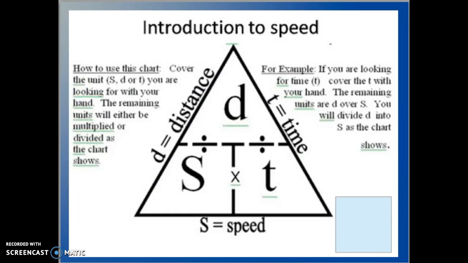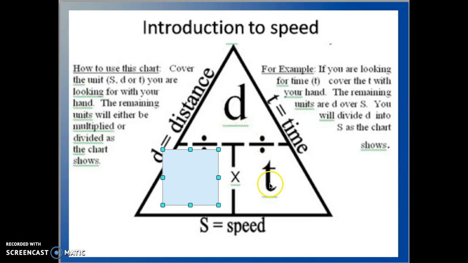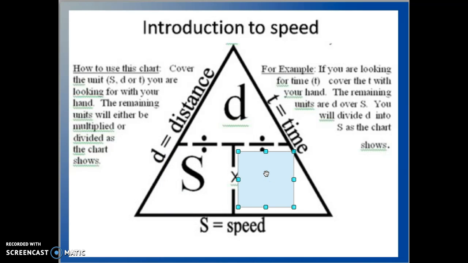I'll print one of these out for you, but this is just another way of looking at it. So whatever you want to find, say you want to find distance. You cover up the distance, and S times T will give you your distance. Or, if you want to find speed, you cover up speed, and distance divided by time equals speed. And last, if you want to find time, distance divided by speed will give you your time.